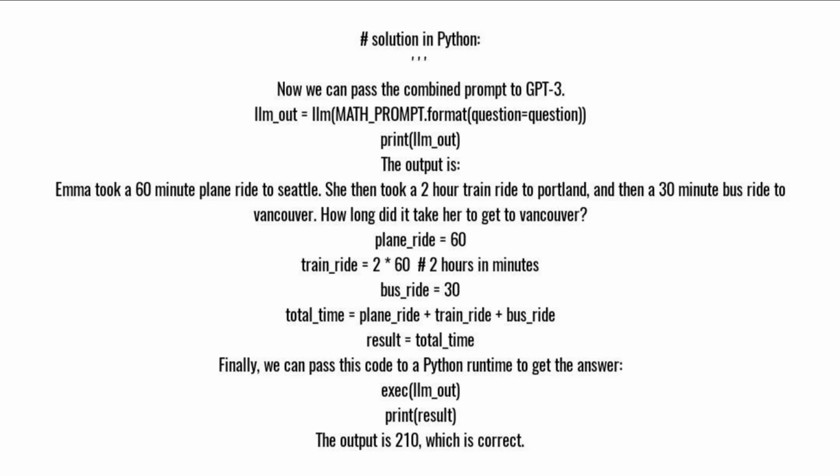She then took a 2-hour train ride to Portland, and then a 30-minute bus ride to Vancouver. How long did it take her to get to Vancouver? plane_ride = 60. train_ride = 2 * 60, number 2 hours in minutes. bus_ride = 30. total_time = plane_ride + train_ride + bus_ride. result = total_time. Finally, we can pass this code to a Python runtime to get the answer. exec(llm_out). print(result). The output is 210, which is correct.